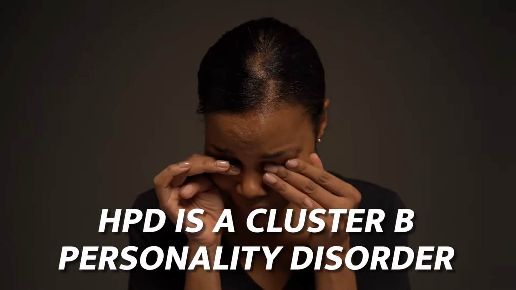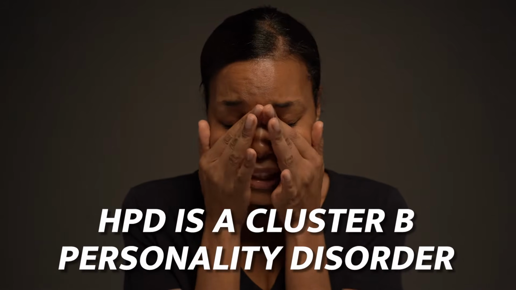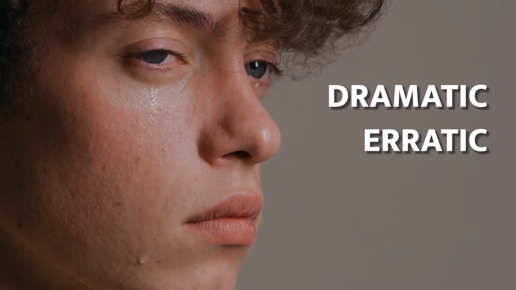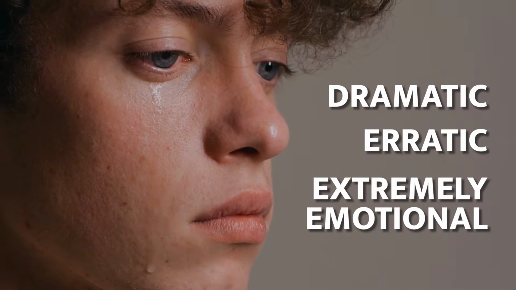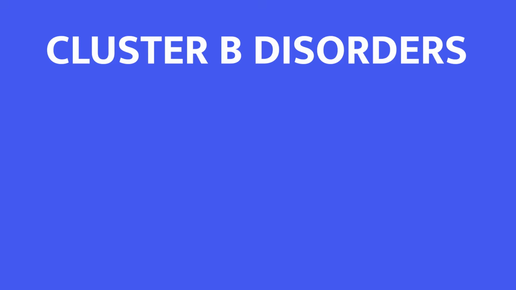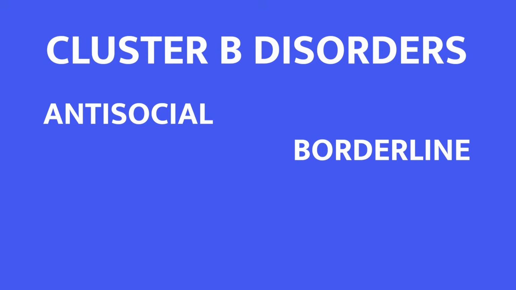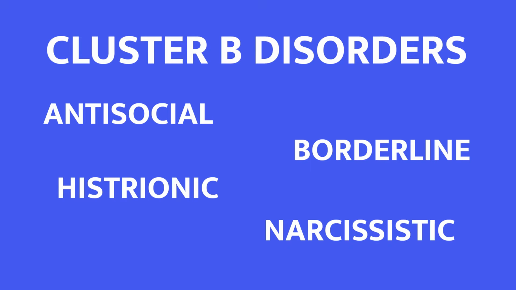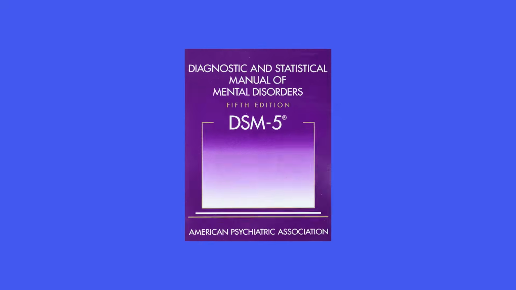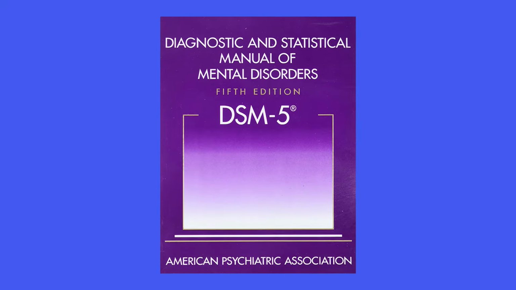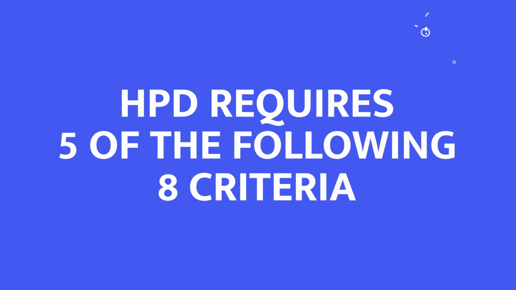Histrionic personality disorder, or HPD, is one of the cluster B personality disorders, the group demonstrating behavior that comes across as dramatic, erratic, or extremely emotional. There are 4 cluster B disorders: antisocial, borderline, histrionic, and narcissistic personality disorder. Although there can be significant overlap between them, today we're going to concentrate on HPD. In the DSM-5, HPD requires 5 of the following 8 criteria.